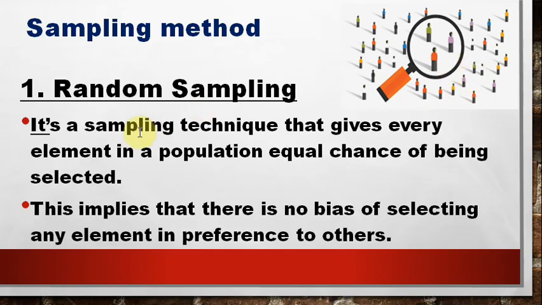Random sampling is a technique that gives every element in the population a chance of being selected. So it tries to remove bias in your selection. You select randomly. Basically, it helps to ensure that there is no bias in the sampling. That is one.